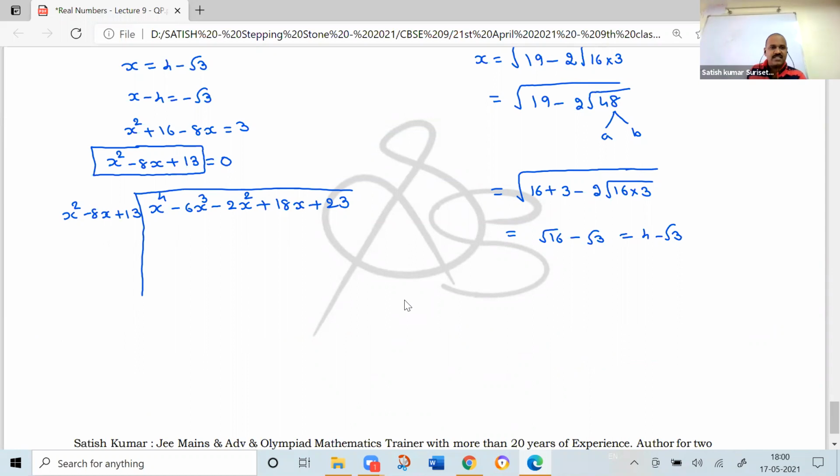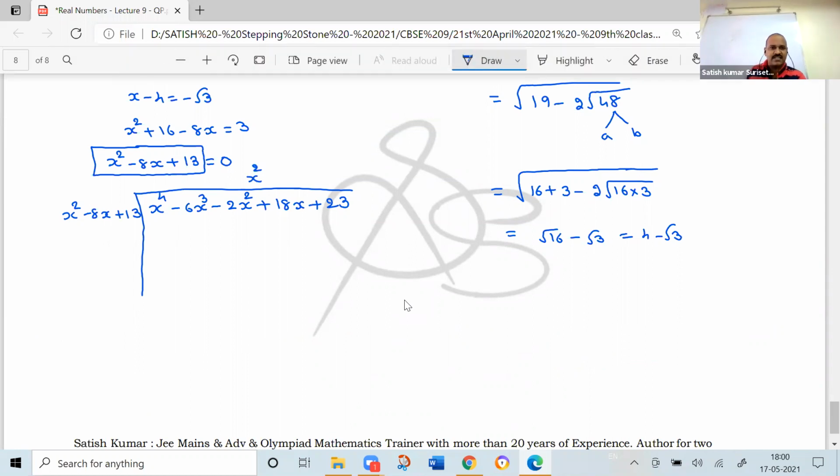So here x power 4 is there, here x square is there. So when you divide x power 4 with x square, you'll get x square. Now multiply x square into x square, x power 4 minus 8x cube plus 13x square. Subtract. So minus plus minus. So this will get cancelled. Plus 8x cube minus 6x cube, that is 2x cube. Minus 13x square minus 2x square, minus 15x square.